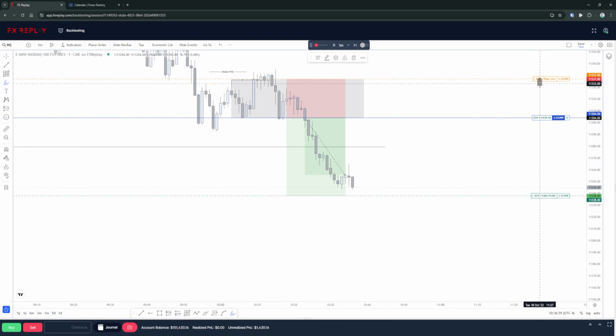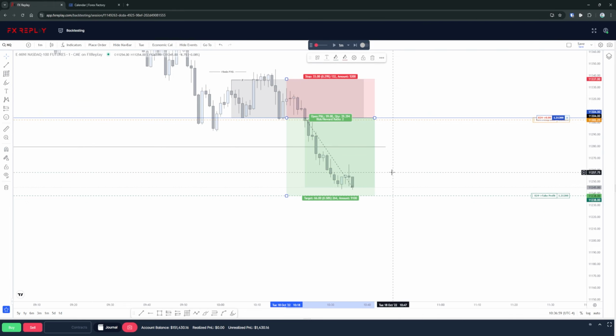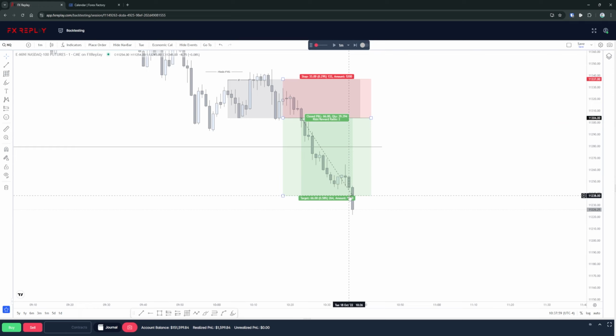I think at this point is when I'm going to move my stop loss to break even. We are so close to take profit. I don't want to get greedy. And over here we smash our take profit.